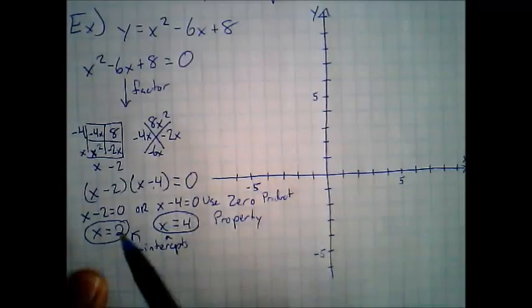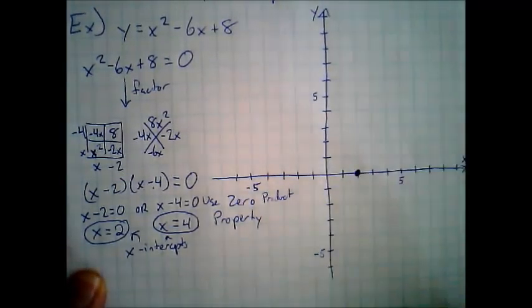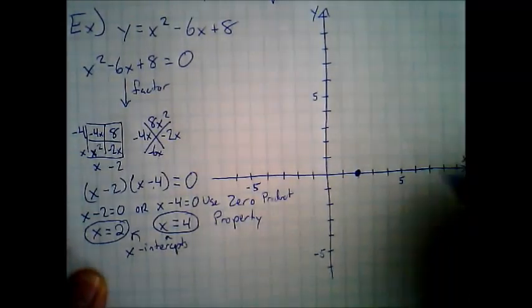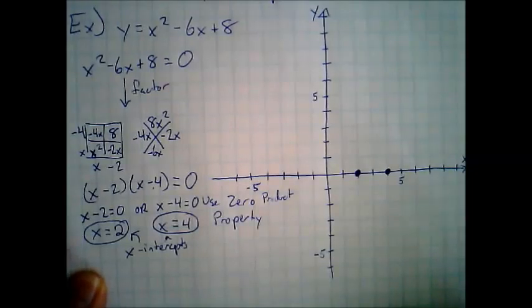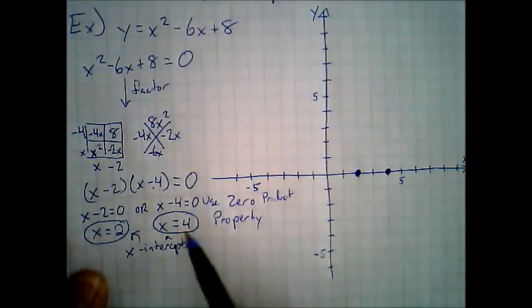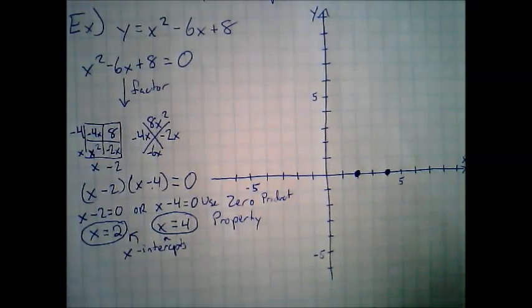Okay, meaning our bungee jumper jumped off the bridge at x equals 2, so we plot that point, and he got back up to the bridge when x equals 4. Okay, so we plot that point. So we just plot the two x-intercepts once we have them. This is where he jumped off the bridge, this is where he landed back up on the bridge. Okay, so that's how we find the x-intercepts.